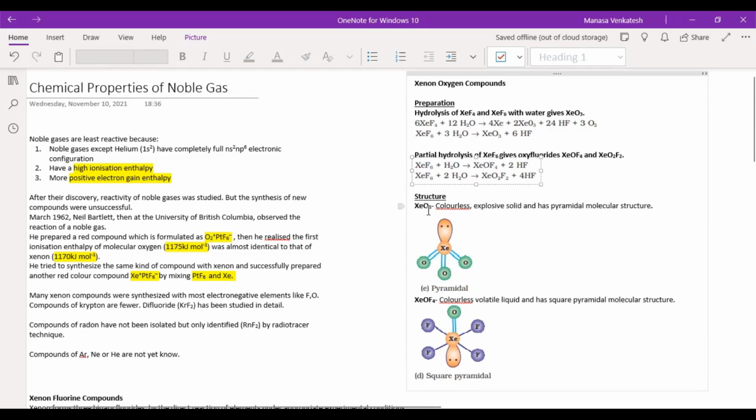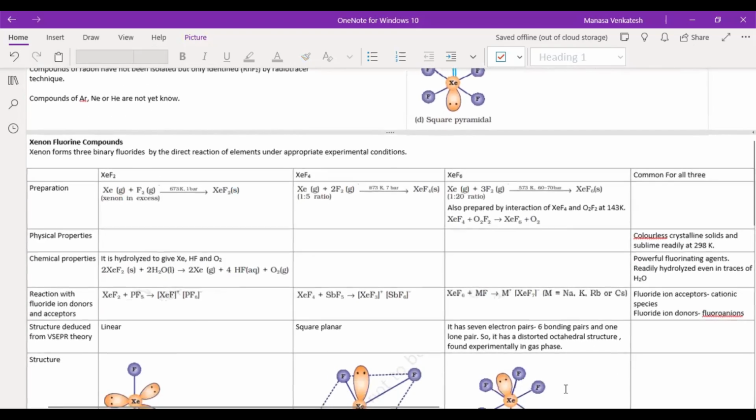Xenon trioxide is a colorless and explosive solid. The shape is pyramidal, whereas XeOF4 is a colorless volatile liquid. So both of them are colorless. If you notice, all of these compounds are colorless in nature.